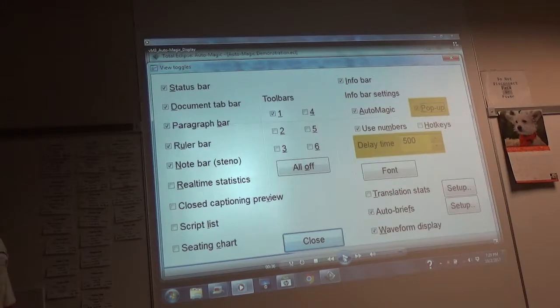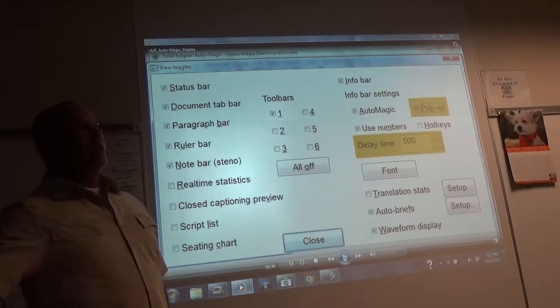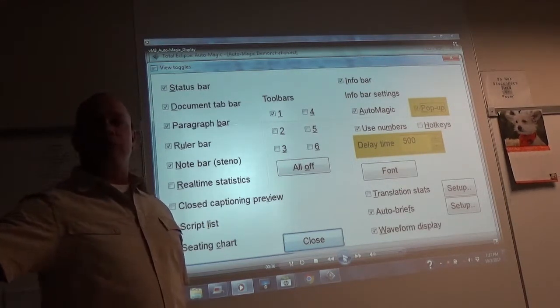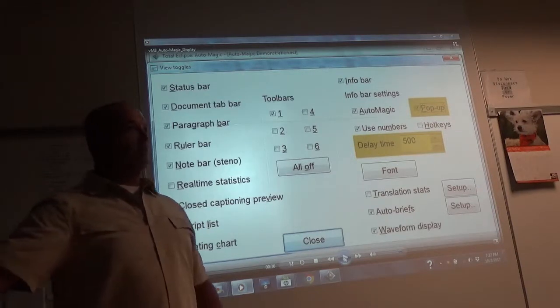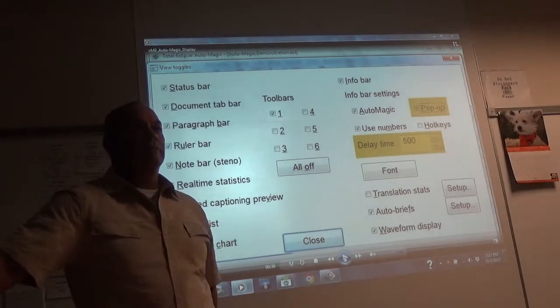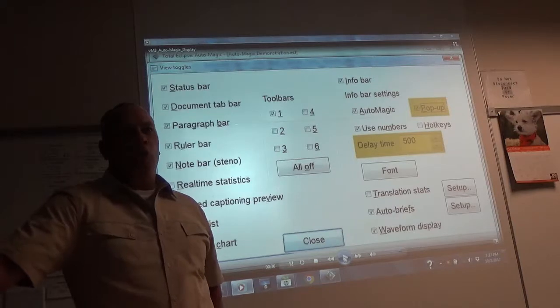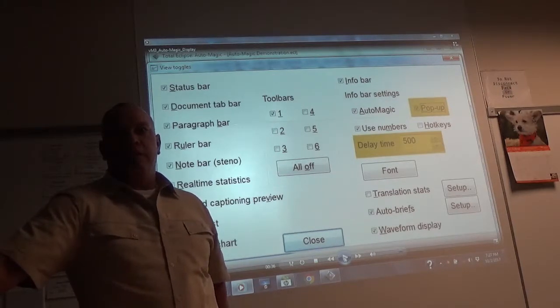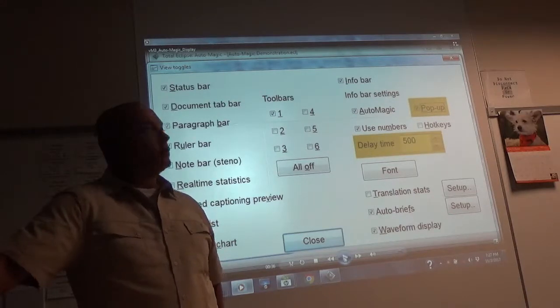What is it? I'll save you some time. It's Windows. Shift Alt E. Shift Alt E. Or just go up to Windows, pull down the bar, and View Toggles.